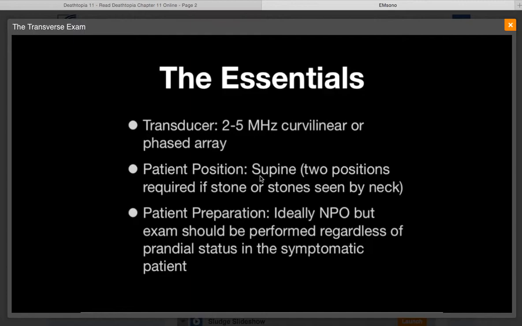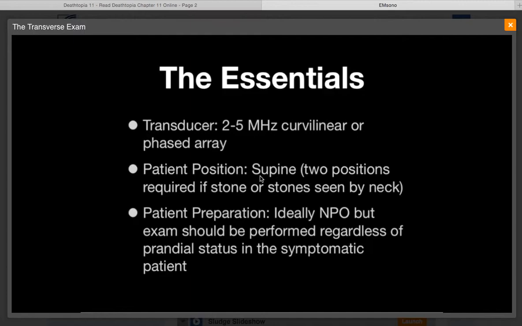The transducer you're going to use is going to be either the 2.5 megahertz curvilinear or the phased array transducer. Remember, the decision for what type of transducer to use should be based on how far you anticipate having to penetrate into the abdomen, since this is linked to the frequency. Higher the frequency, the less the penetration. So in the average adult, to scan the gallbladder, you're going to need within the 2 to 5 megahertz range.